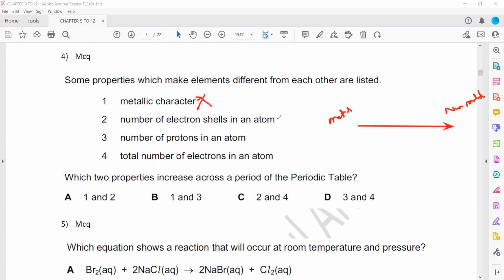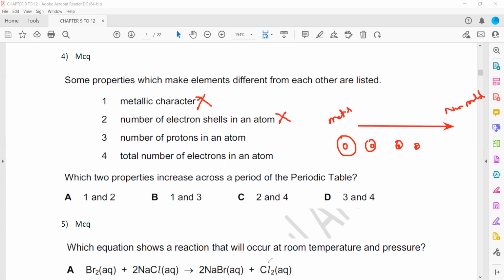Number of electron shells in an atom. Does it increase? Why? Because the period number represents the number of electron shells, so across the period the number of electron shells remains the same. When you move across the period, for example, if this element has 2 shells, the next element will also have 2, another will have 2, because the period number represents the number of shells. So the number of electron shells does not change.